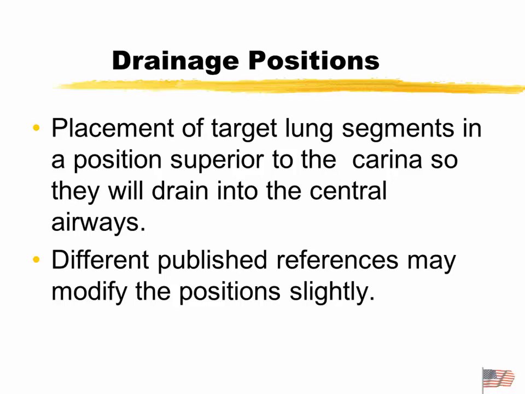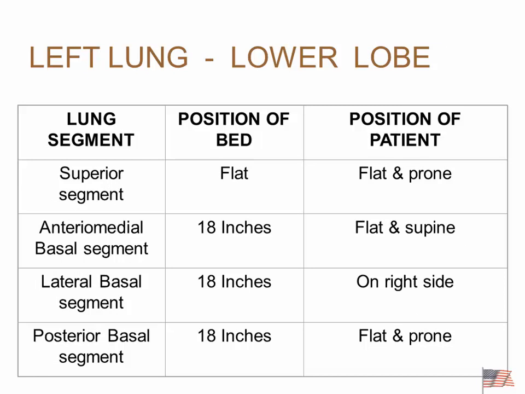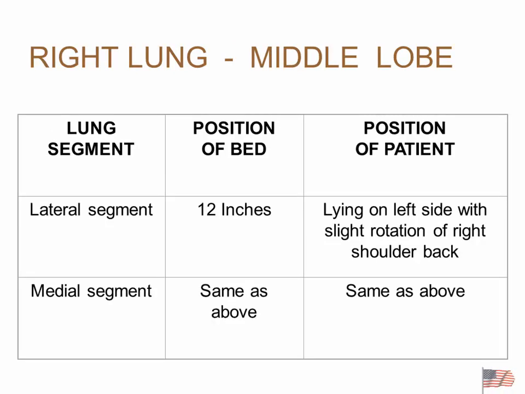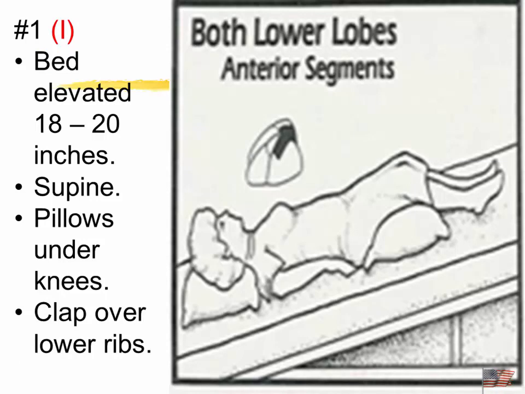So the goal is to place the lung segment you're trying to drain in a position superior to the carina, so it'll drain from that segment into the central airways. So these are the ones that we're going to end up using for the right lung, lower lobe. See where the various segments are. Left lung, left lower lobe, right lung, middle lobe, the upper lobe. I think the pictures are going to help you more. So that's what I would look for.